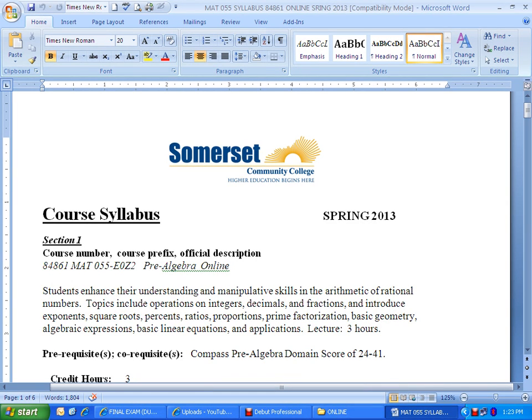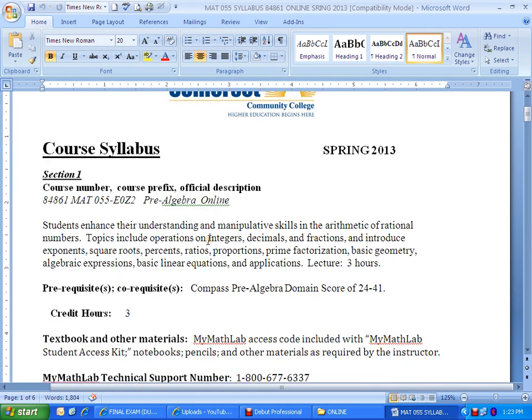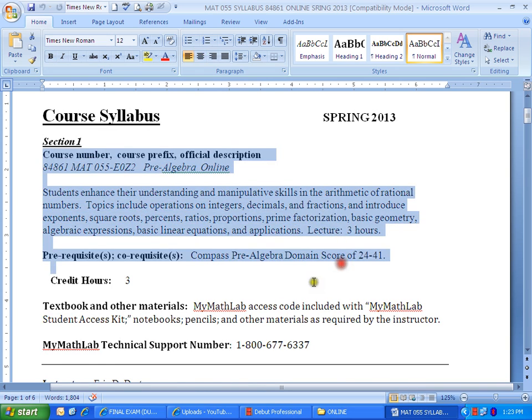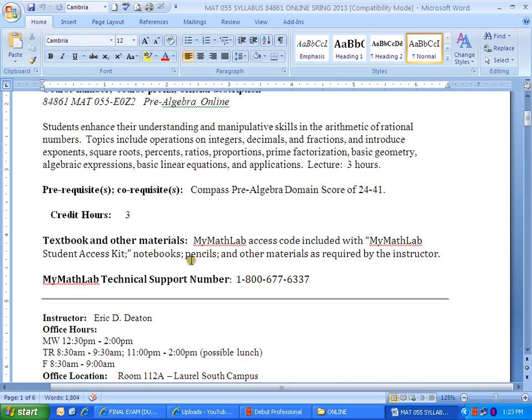Let's go over your syllabus right quickly. This is just basic information that you can read for yourself. The most important thing for now is what's required. This is an online class, so this right here really isn't required, but you do have to have the MyMathLab access code, which can be bought at the online bookstore.